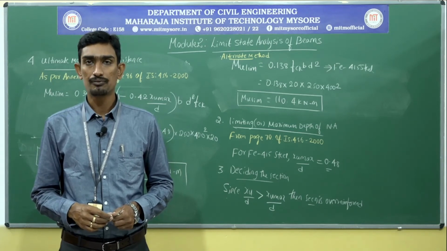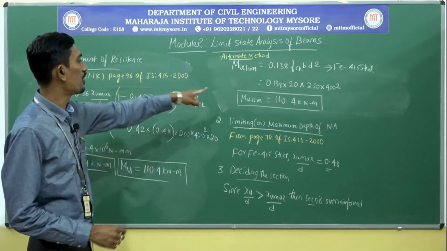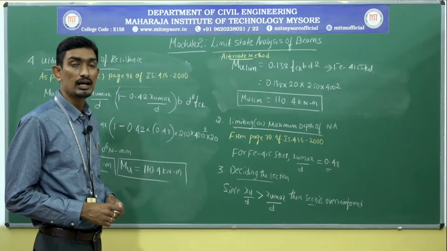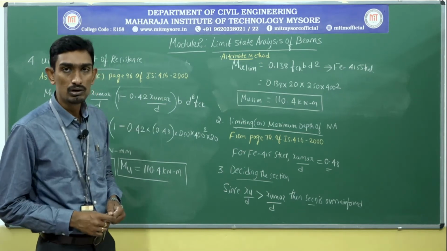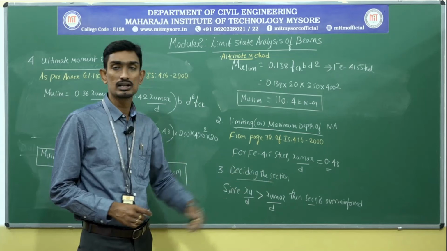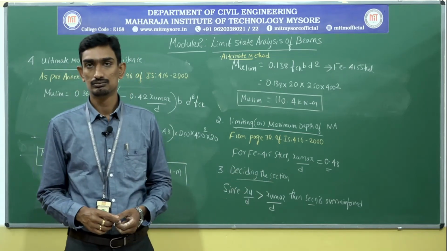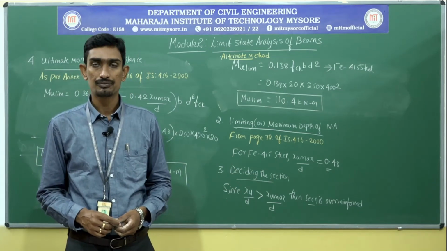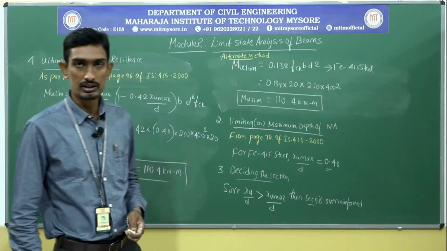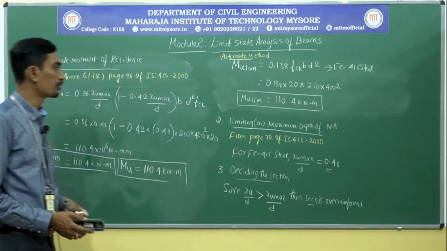Okay, is it clear? You can use either of the formulas to calculate Mu lim or Mu for an over-reinforced section. Okay, is that clear? So we will proceed with the next problem.